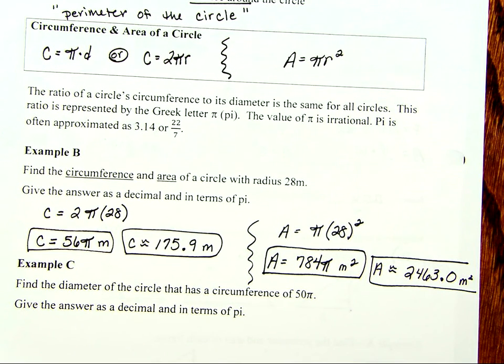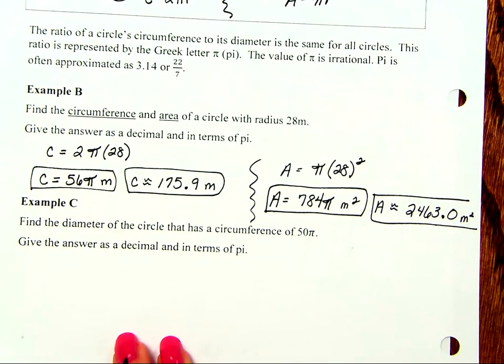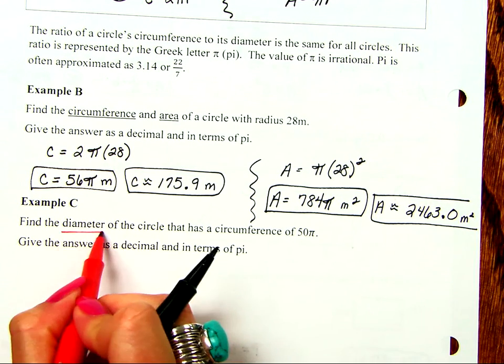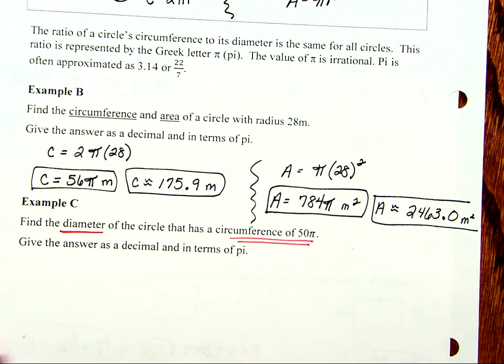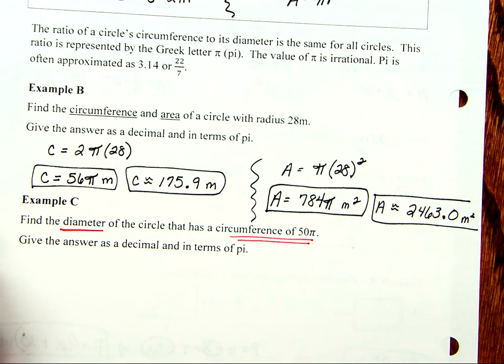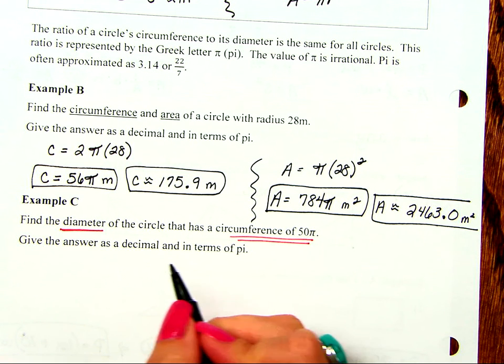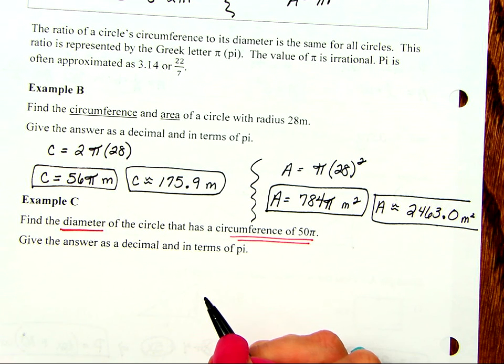Example C wants us to find the diameter of a circle that has a circumference of 50 pi. Give the answer as a decimal and in terms of pi. So what are we looking for? We're looking for the diameter, and they have given us the circumference. What we're going to do is start with the formula. They give us circumference, and we want diameter.